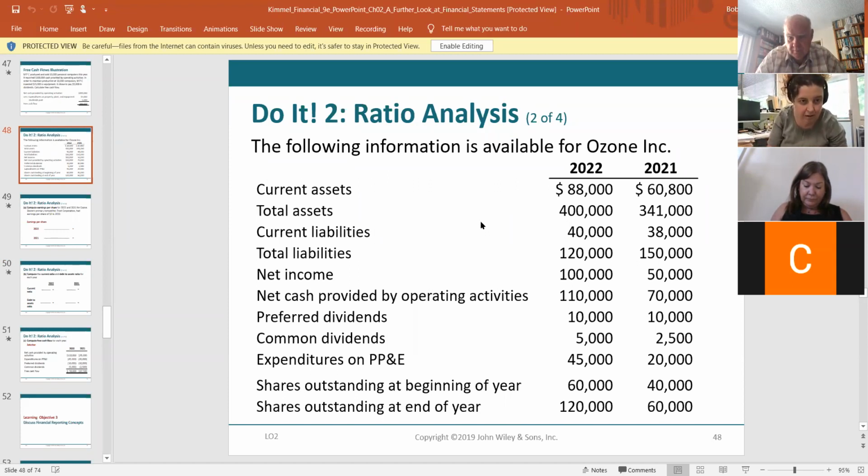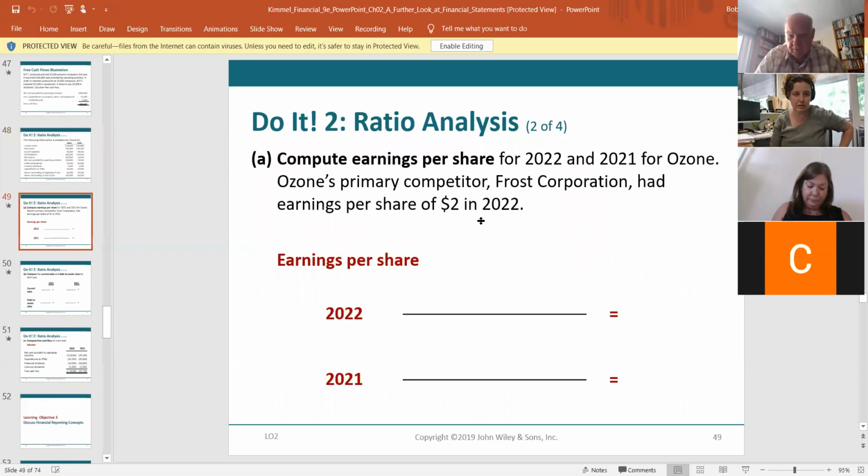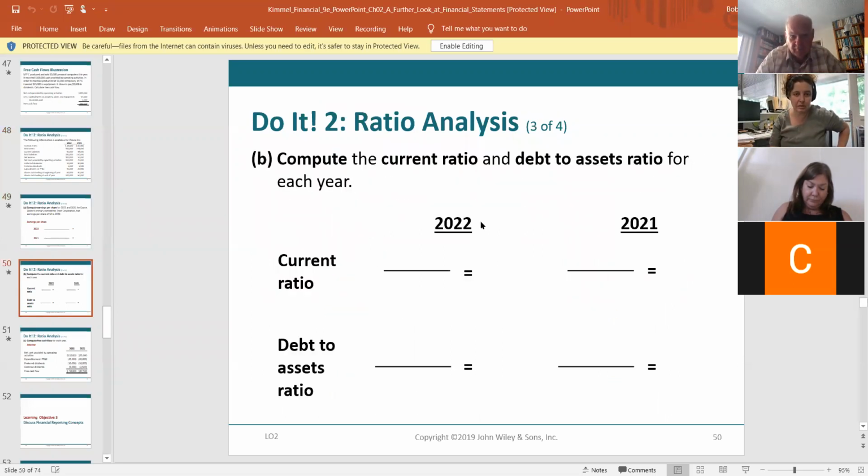Total liabilities 120 divided by 400. So 0.3, or 30%. And the other one is 150 over 341, and it's 0.44. So they really borrowed a lot of money in 2021, and then the next year looks like they got a little bit more control over it.